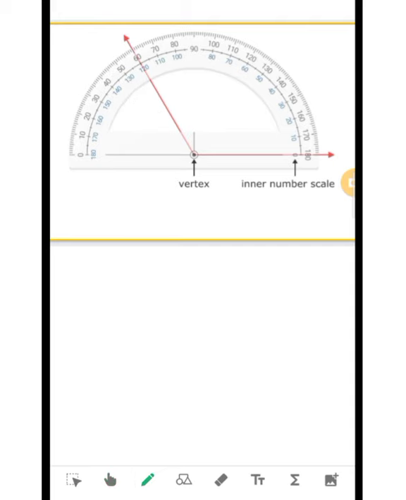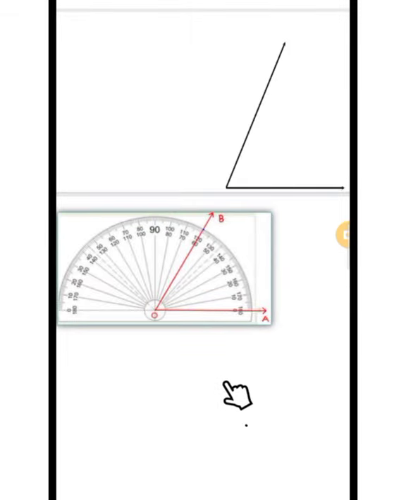So we have to mark an arc. Here we have to mark an arc and we should write 120 degree. Okay. This is an angle of 120 degree. Next one. See the another one, children.